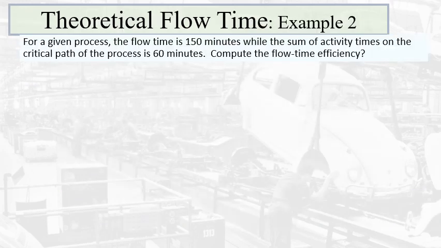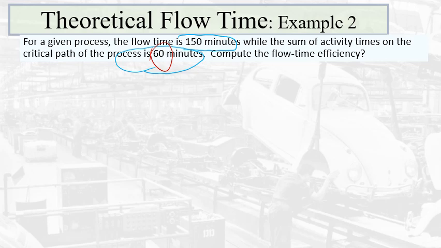So let's do an example on theoretical flow time. Now remember, this is a good time to pause the video and try to do the example yourself. The flow time for the process is 150 minutes, while the critical path of the process takes 60 minutes. The critical path, 60 minutes, is the longest path, so the process should be finished in 60 minutes, right? But the fact that it finishes in 150 minutes basically tells you that there is a lot of waiting in the process.